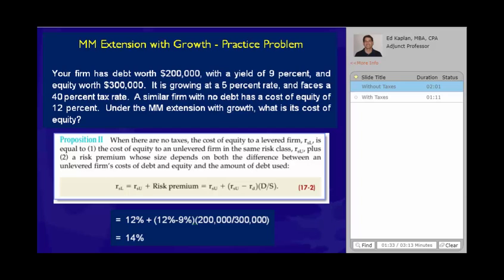So we take the 12% minus 9%, which is 3%, and multiply it by 200,000 debt divided by 300,000 of equity, and we come up with a 2% additive factor that we then add to the 12% similar firm's cost of equity, and we come up with 14%. And 14% is the cost of equity under the MM extension with growth and no taxes.